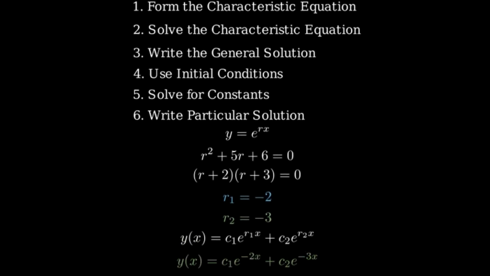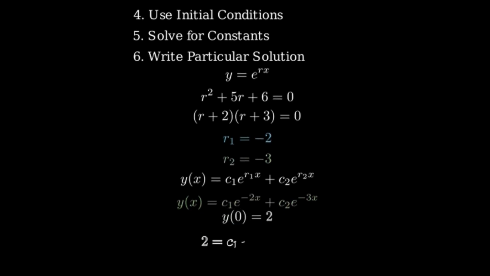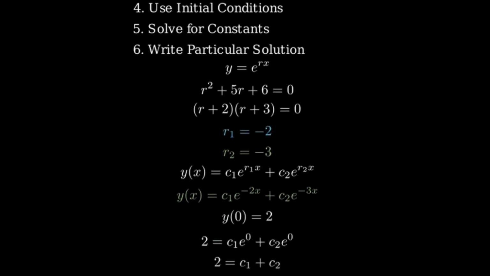Now, we need to use the given initial conditions to find the constants. First, we apply y(0) = 2. Substituting x = 0 and y = 2 into our general solution, we get 2 = c_1 e^0 + c_2 e^0. Since anything to the power of 0 is 1, this simplifies to c_1 + c_2 = 2. We label this equation 1.